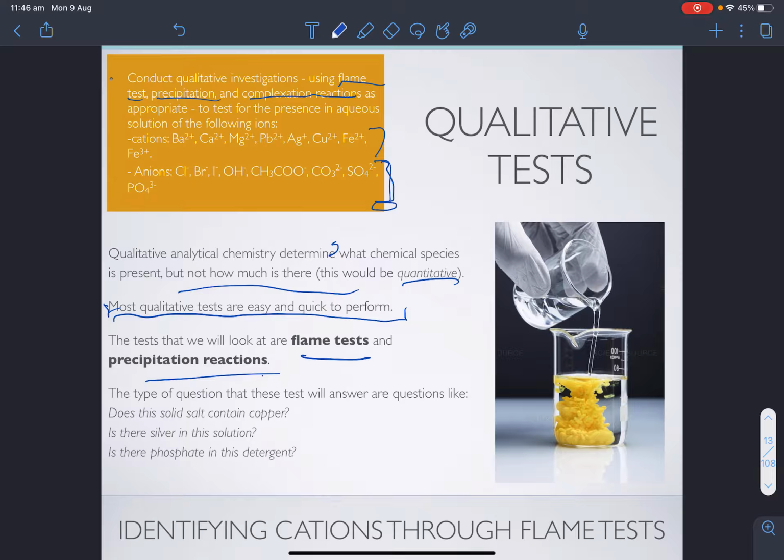So the type of questions that the qualitative test can answer are things like, does this solid salt contain copper? Is there silver in this solution? Is there phosphate in this detergent? Questions like that, not how much though.